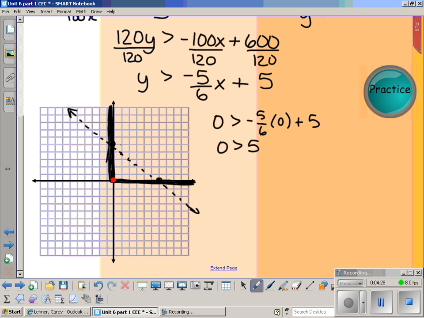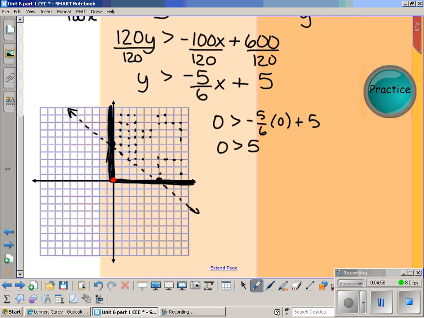Because it is discrete data, we are going to be stippling our region. We only need to stipple the parts in the first quadrant, so we would stipple all of these values. Again, I'm not going to stipple all of them, but hopefully you get an idea. All of those points there would be stippled.